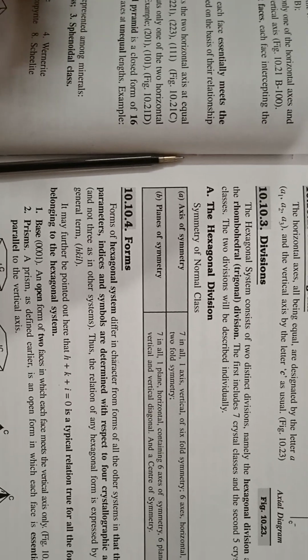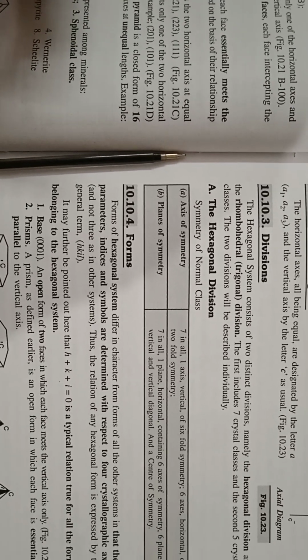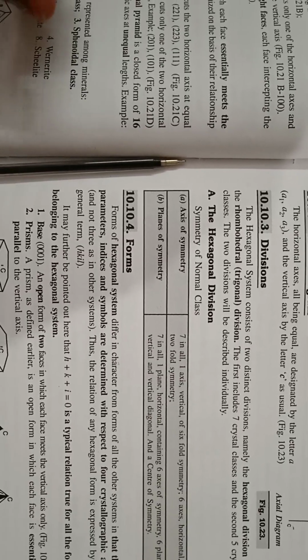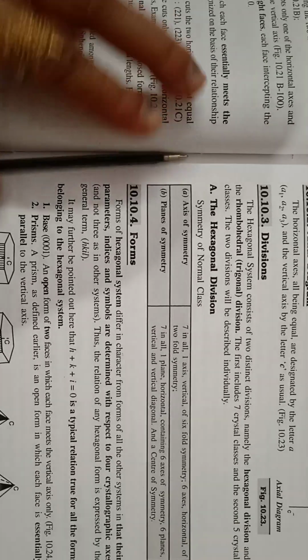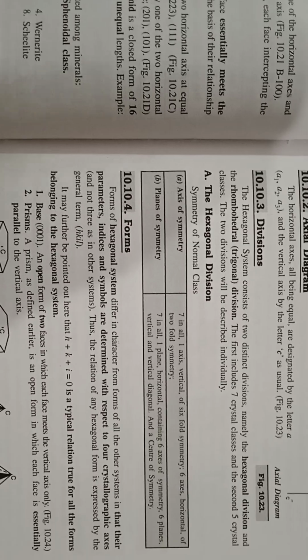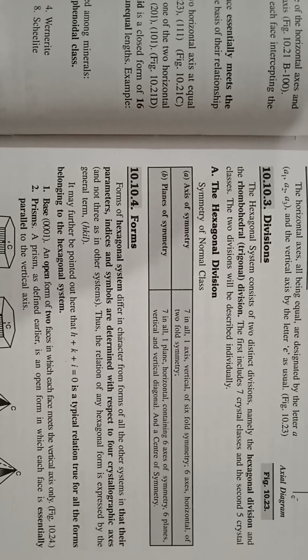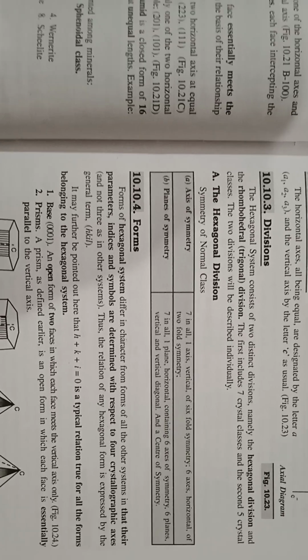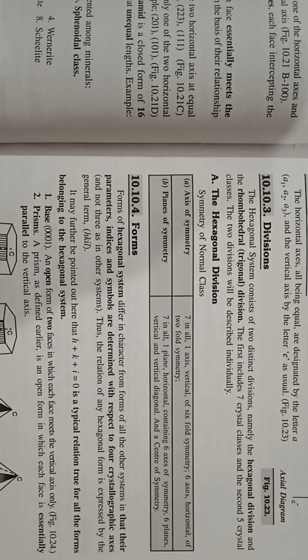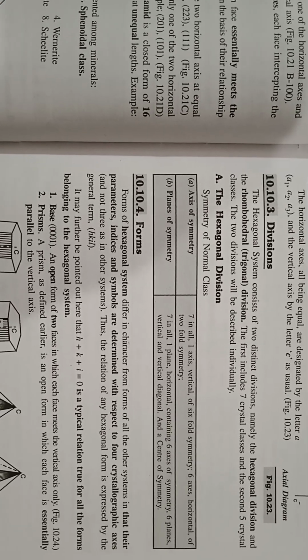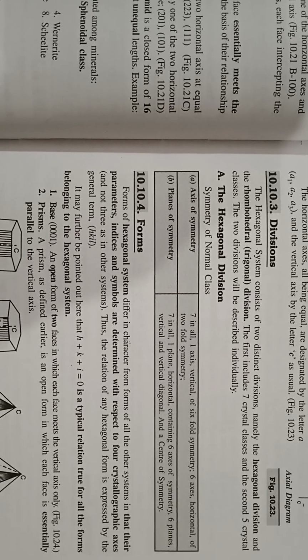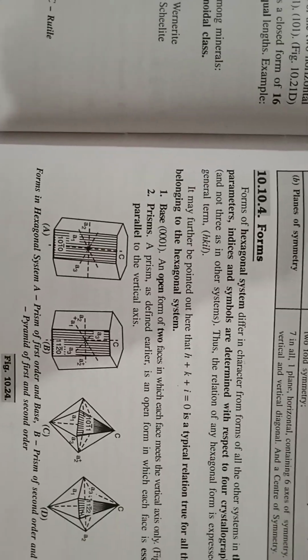The hexagonal division: symmetry of normal class. Axes of symmetry, 7 in all: one vertical axis of six-fold symmetry and six horizontal axes of two-fold symmetry. Planes of symmetry, 7 in all: one horizontal plane, containing the six axes of symmetry, and six vertical planes, and a center of symmetry.